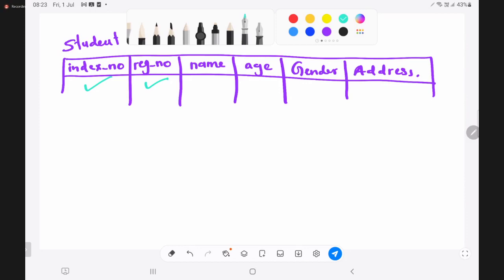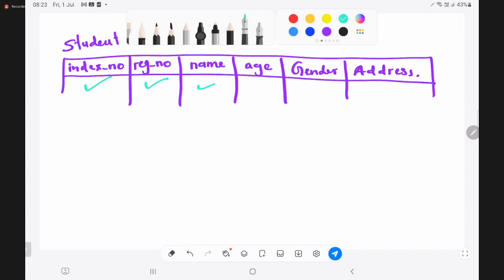Name. Yes, name can also be used, but sometimes two people can have the same name. Any other? No, you cannot take age, and gender has only two values, and address also we cannot take. So you can identify each student using these three: index number, registration number, and name. We can take any of these values to identify a student.